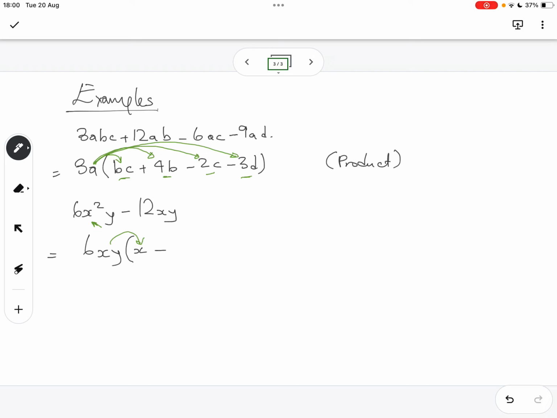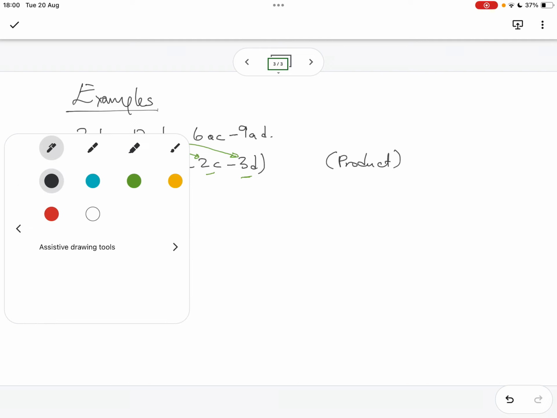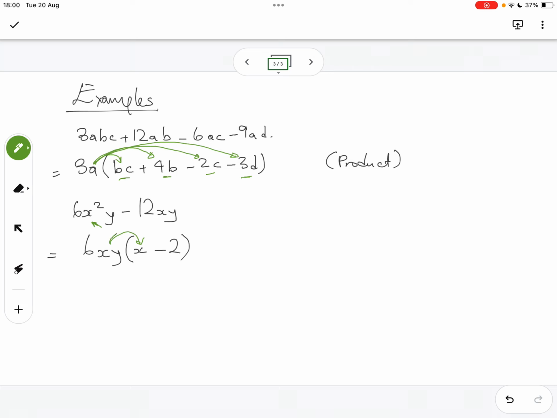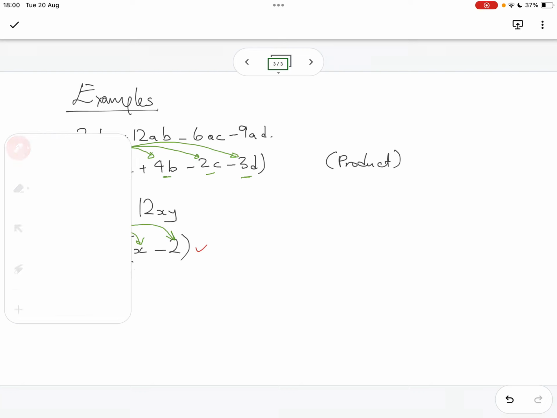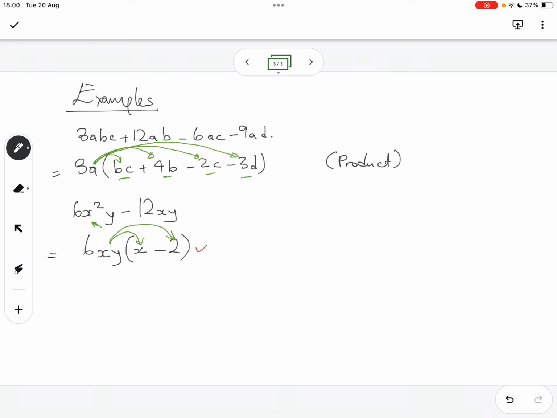You check. Now, if we do the same for 12xy, what do we get? If we take out 6xy from negative 12xy, what do we get? What do we multiply 6xy by so that we can get negative 12xy? Negative 2. So let's check. If we multiply 6xy by negative 2, we will get negative 12xy. So then this becomes the correct answer.